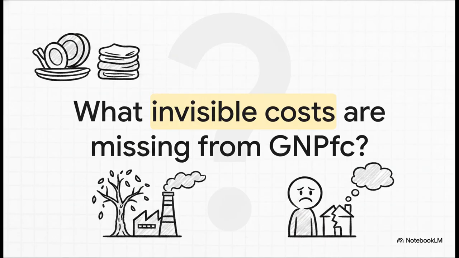As we wrap up this explainer, I want to leave you with a thought. The next time you hear a politician touting a record-breaking GDP or national income number, ask yourself, what invisible labor, what environmental costs, and whose quality of life are entirely missing from that official calculation?